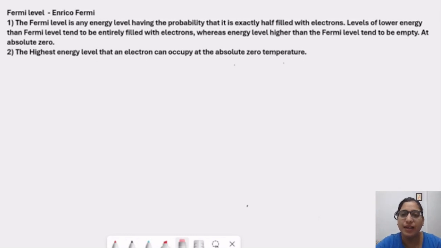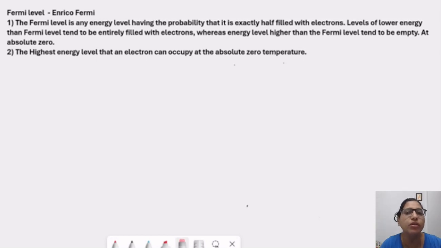In this class, we will study the Fermi level distribution of electrons in metal, semiconductor, insulator, and in semiconductors, intrinsic and extrinsic type. Now, as a part of definition, we see here the definitions. The definition first is the Fermi level is any energy level having the probability that is exactly half filled with electron. Levels of lower energy than Fermi level tend to be entirely filled with electron, whereas the energy level higher than the Fermi level tend to be empty. And this we are considering at absolute zero temperature.